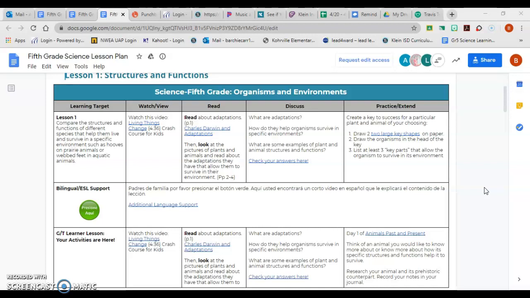All right, so we're starting a new unit. This week we're starting with structures and functions. It sounds really fancy, but it's just a really fancy way of saying how different adaptations, structures and functions, of different species help them live and survive in their environment. Okay, so the very first thing that you're going to do is watch this video.